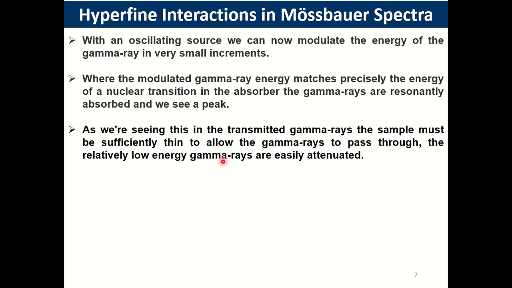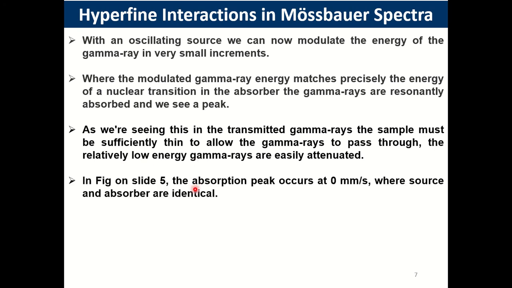As we see this sample, there's one important point over here regarding the sample preparation: the sample must be thin enough to allow the gamma ray to pass through it without any attenuation. We need relatively low energy gamma rays, which are suitable for this purpose. The absorption peak, as shown in the previous slide, was at 0 mm per second.